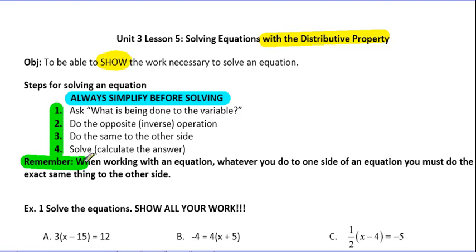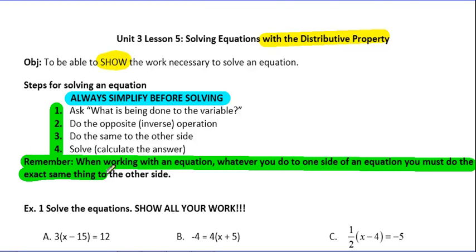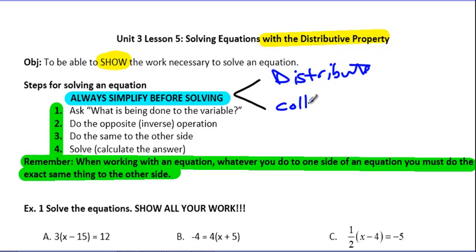And this big, bold rule, whenever you do something on one side of an equation, you've got to do the same to the other side, is still there. None of that has changed. But again, there's this addition of remembering to simplify before you solve. And that means one of 2 things. It means either distribute or possibly collect like terms.